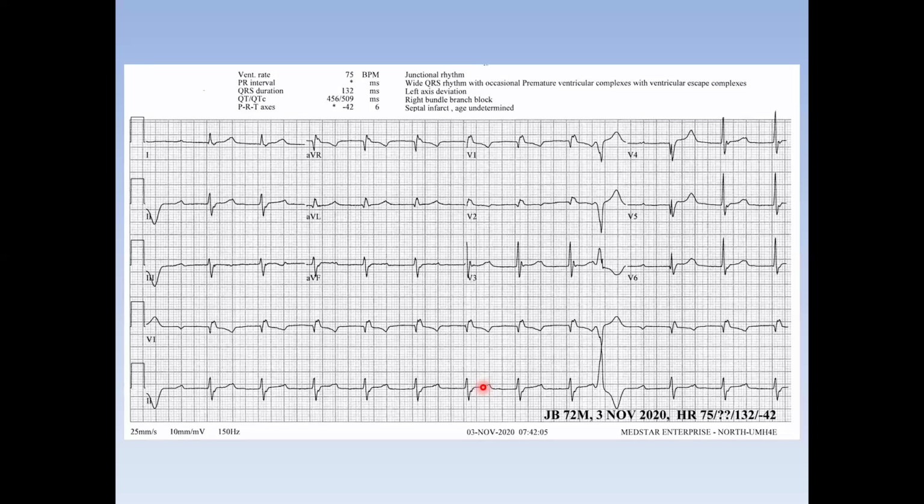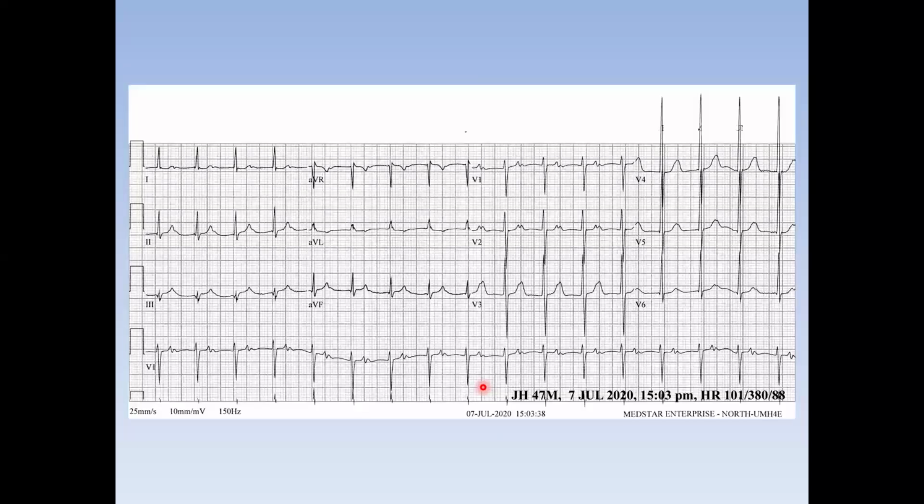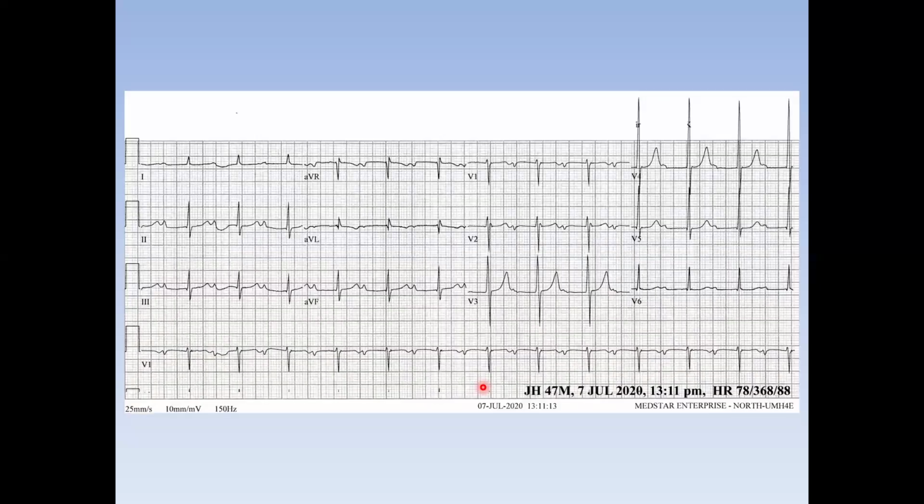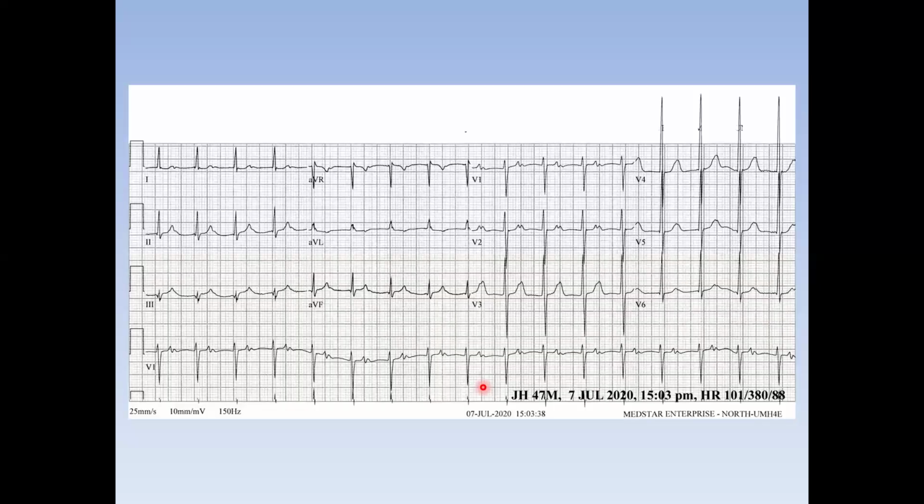What time is it now? I thought that I have some more, no, I didn't put those. I will do more ECGs next time, but I think I'm going to stop here today. If there is any question.